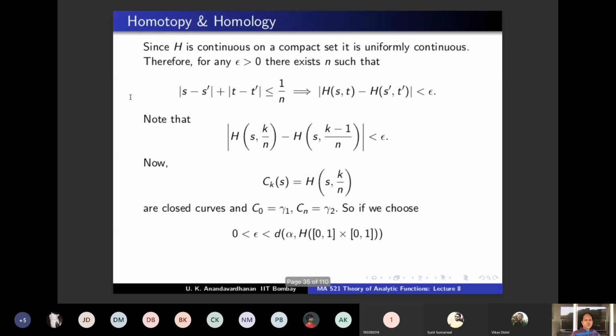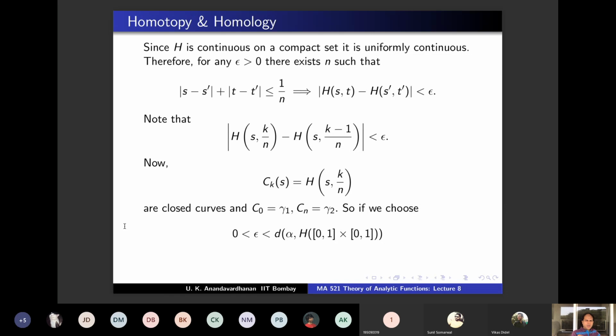So if you are going to choose epsilon to be strictly less than the distance of alpha, right? Alpha is given to me and I have to show that the index of alpha with respect to gamma 1 is equal to the index of alpha with respect to gamma 2. Suppose you choose epsilon here. For every epsilon you have an n such that something happens, and suppose you choose this epsilon to be strictly less than the distance of alpha from the image of the unit square under H, and epsilon to be strictly positive, then what happens?